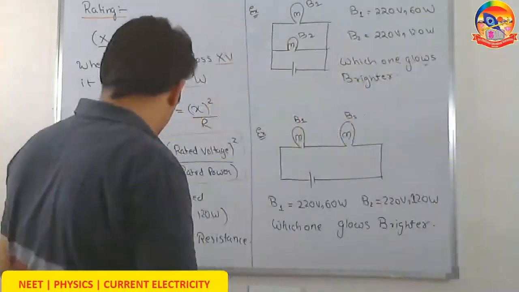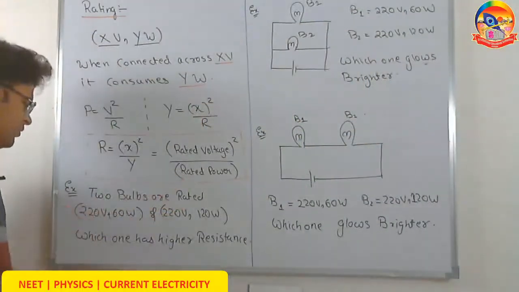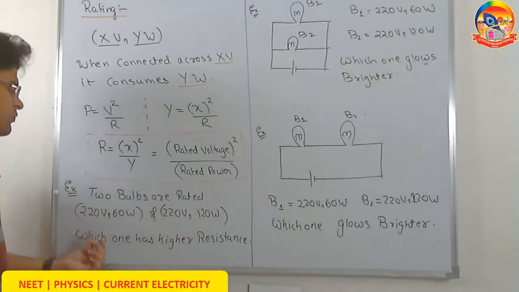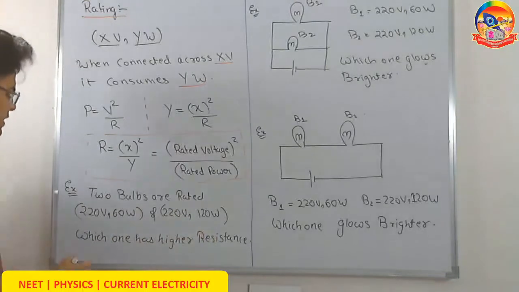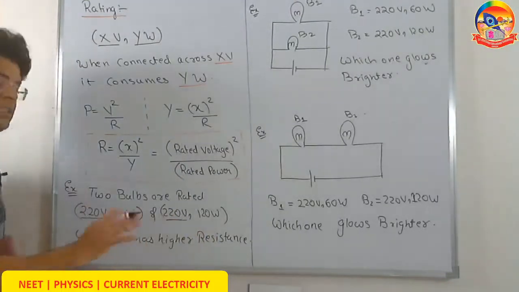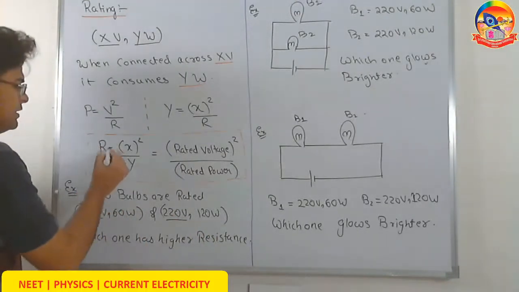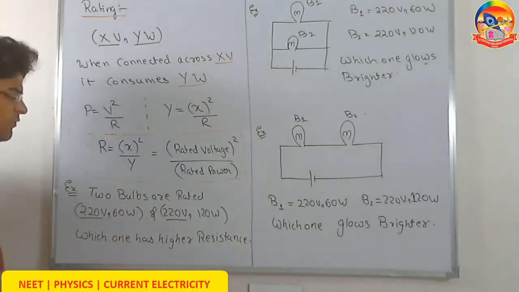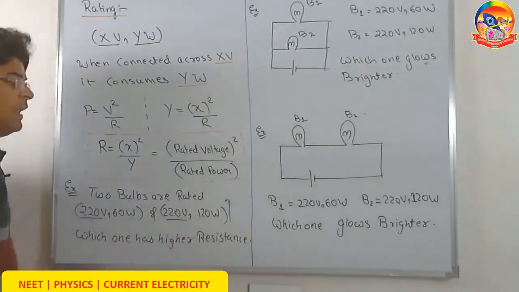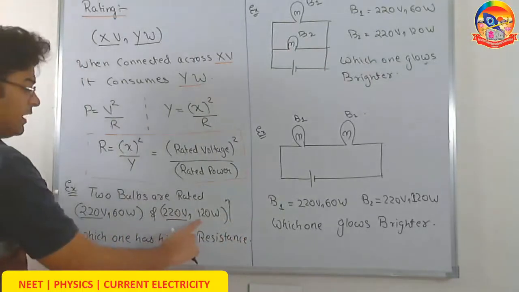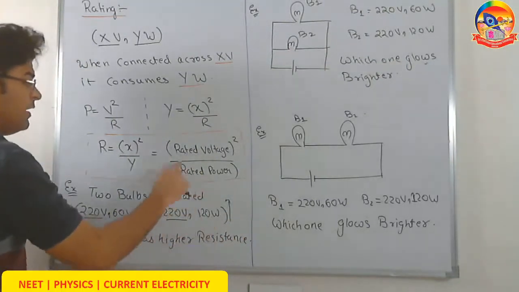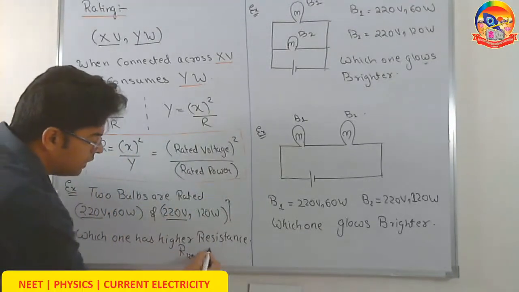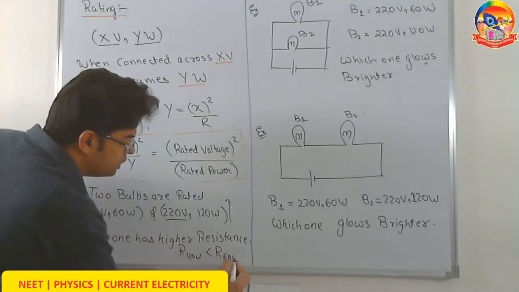So now here, first question: two bulbs are rated 220 volt 60 watt and 220 volt 120 watt. Which one has got higher resistance? You can see that the rated voltage of both is same. And we know that the resistance equals rated voltage whole square upon rated power. So the one which will have higher rated power will have lesser resistance. So we can say the resistance of 120 watt is less than the resistance of 60 watt.